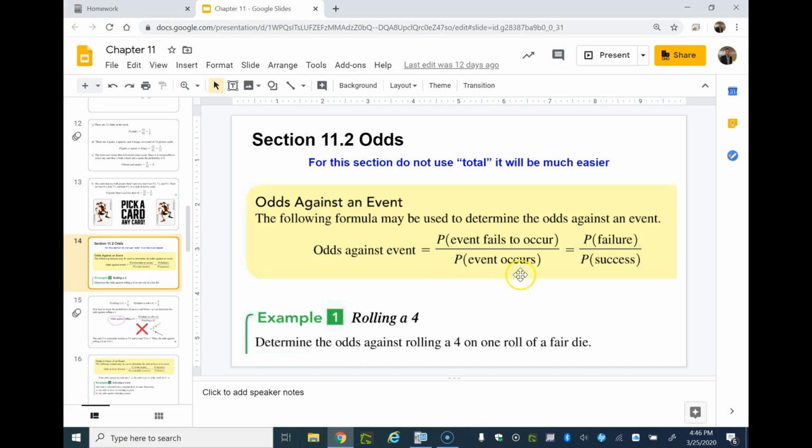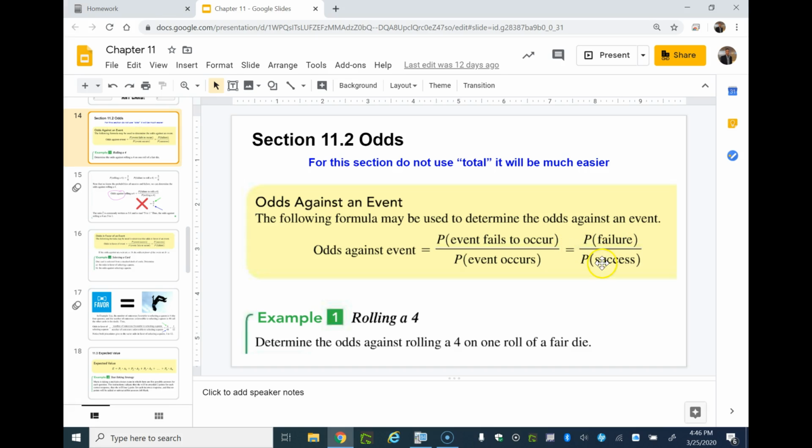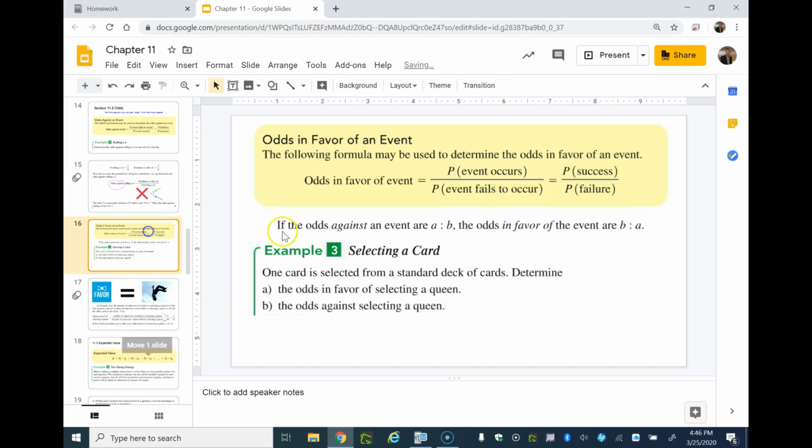So odds against. If we're talking about odds against, anytime you finish with your probability, the failure will go on top and success on the bottom. The other word we're going to be talking about is favor. If you think about the two words, against and favor, against is kind of like a negative word, so that's why we're going to put that on top. If we're talking about odds in favor, we have success on top and the failures on the bottom. So if it's odds against, we'll put the failure on top, success on the bottom, and if it's odds in favor, we'll put success on top and the failure on the bottom.